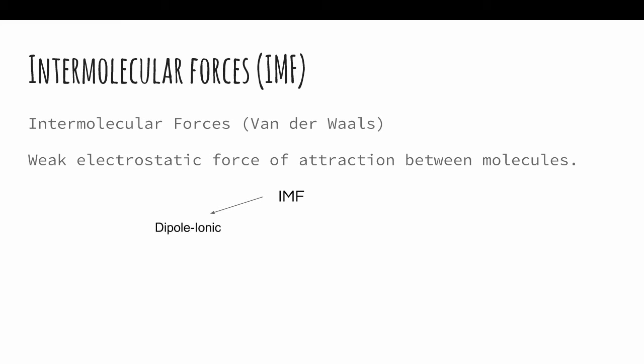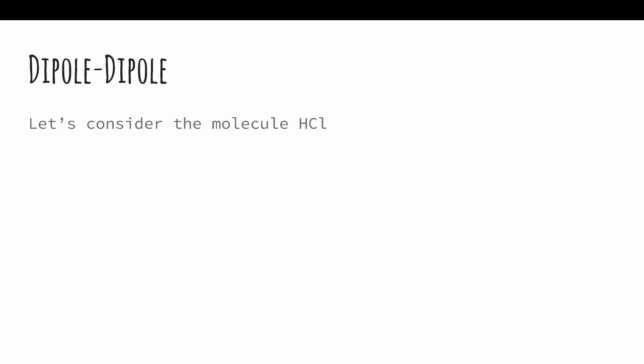One is called the dipole-ionic IMF. One is called the dipole-dipole IMF. Dipole-dipole IMFs can be further divided into the hydrogen bond, which is a specific kind of dipole-dipole interaction, and then we have the dispersion force. Let's get into dipole-dipole. Let's consider the molecule HCl.